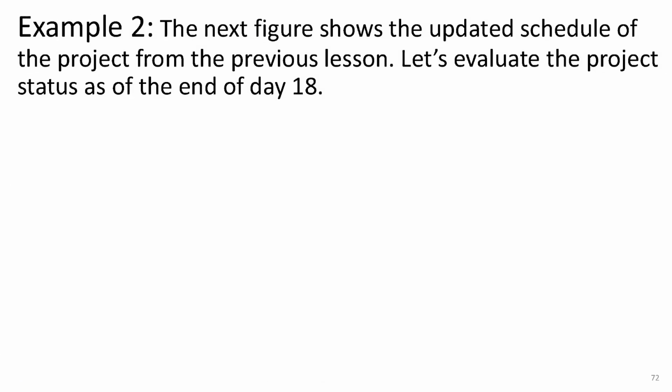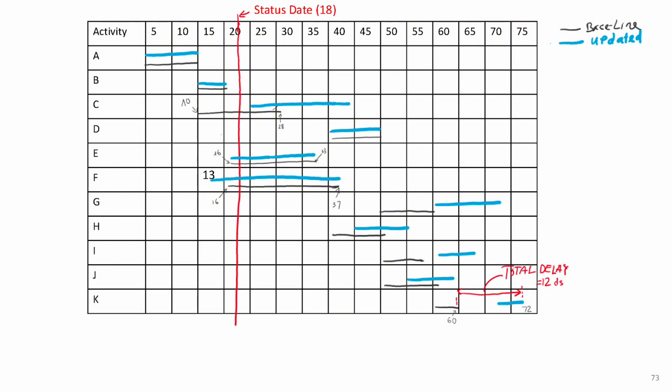All right, let's walk through example 2. This one's a bit more complex than the first. We'll be using the updated project schedule from the previous lesson on schedule updating. This is the updated schedule, reflecting the current status as of day 18. The schedule includes both the baseline, shown in black bars, and the updated schedule, shown in blue bars.